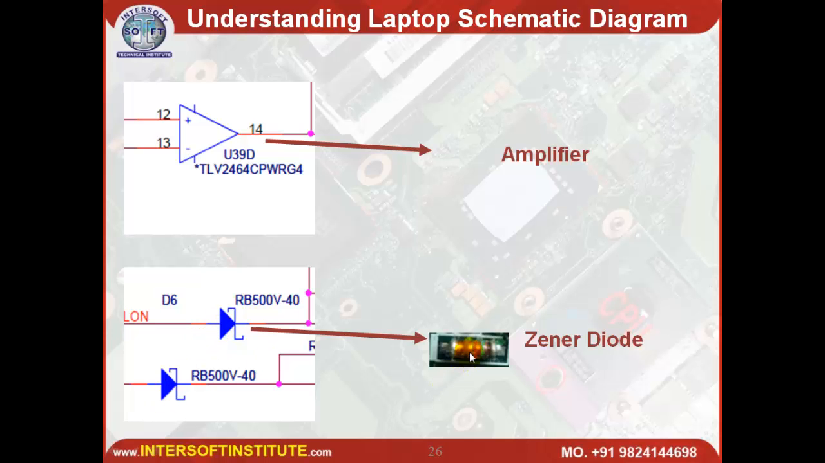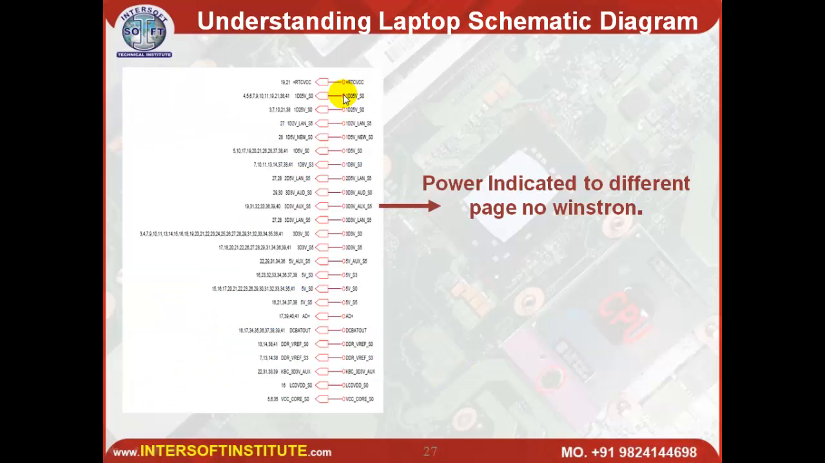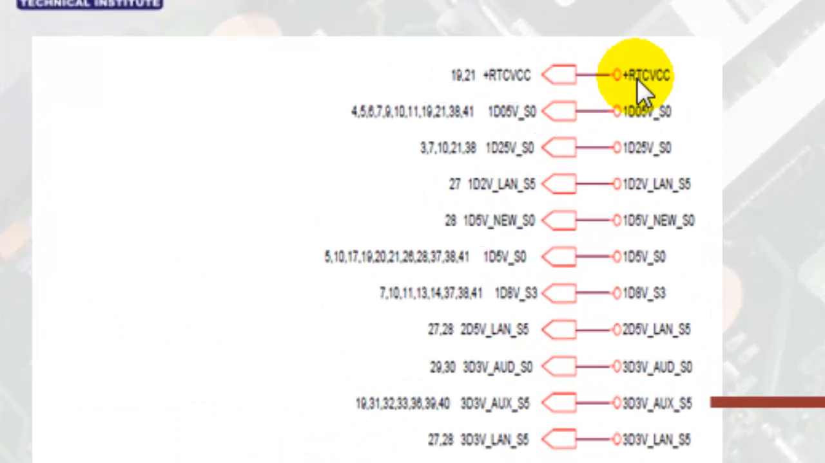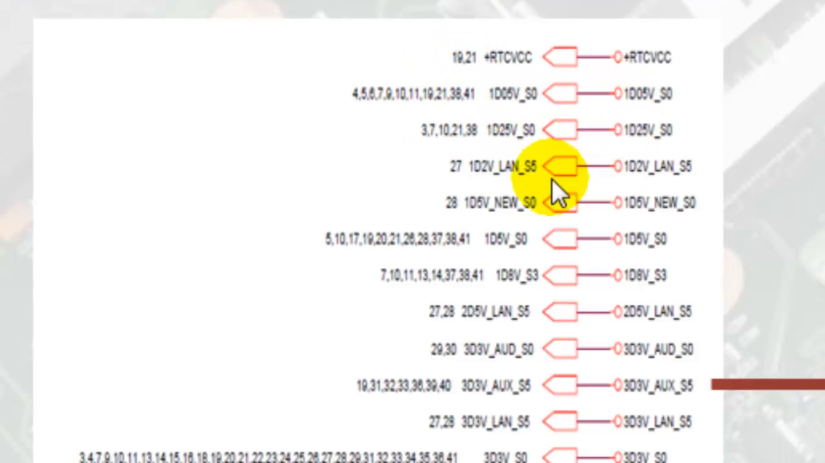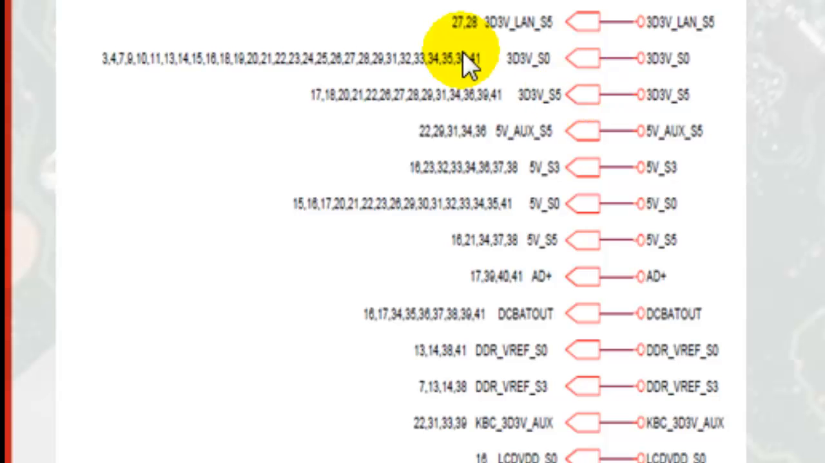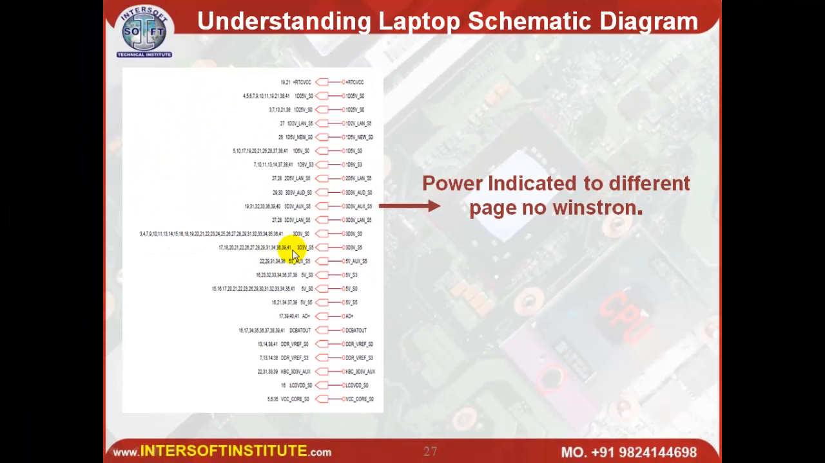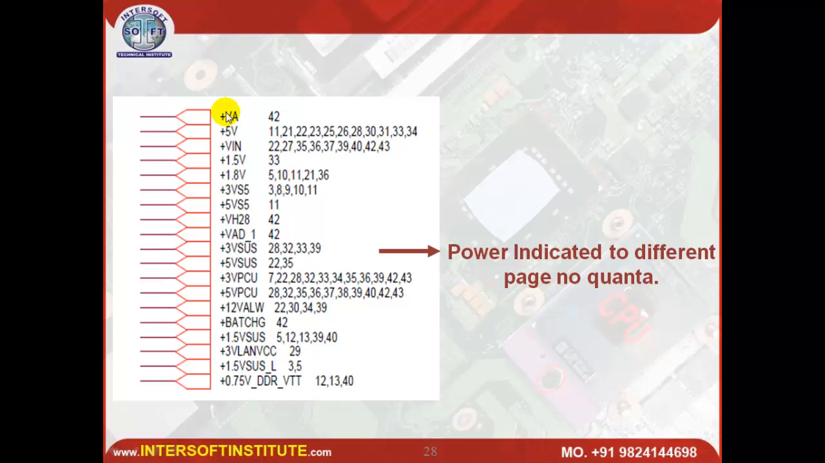The Zener diode will be like this, and these indicate the power supply to which page. Suppose RTC VCC is going on this page, and this is going on this page. All these different voltages indicate on which page they go. Mainly you can see 3.3 volt S0 is going to all the ICs. This is an IC indicated on the page, and this is another symbol where 1.5 volt, 3.3 volt PCU is supplied, showing where it is supplying.